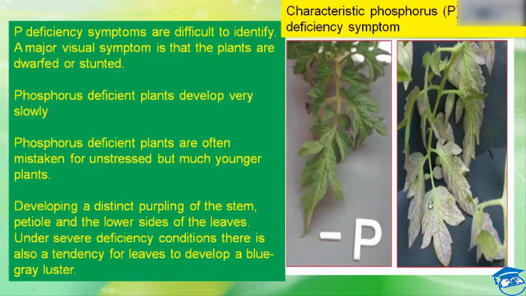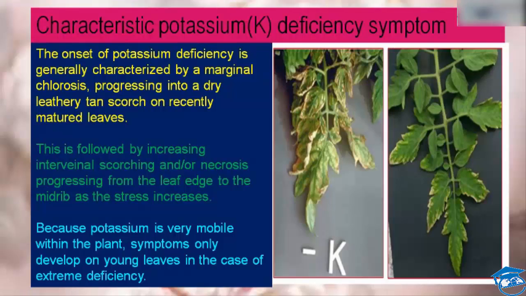Under severe deficiency conditions, there is also a tendency for leaves to develop a blue-gray luster. Now come to the potassium deficiency symptoms, students. Potassium is absorbed as potassium ion. In plants, this is required in more abundant quantities in meristematic tissue, buds, leaf and root tips, students.